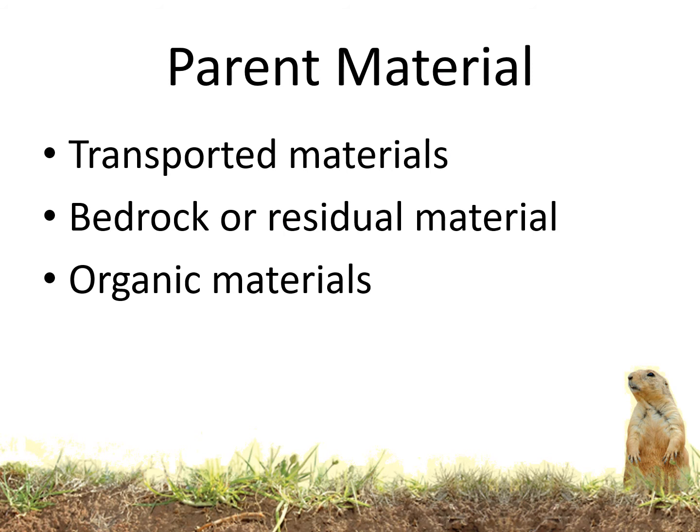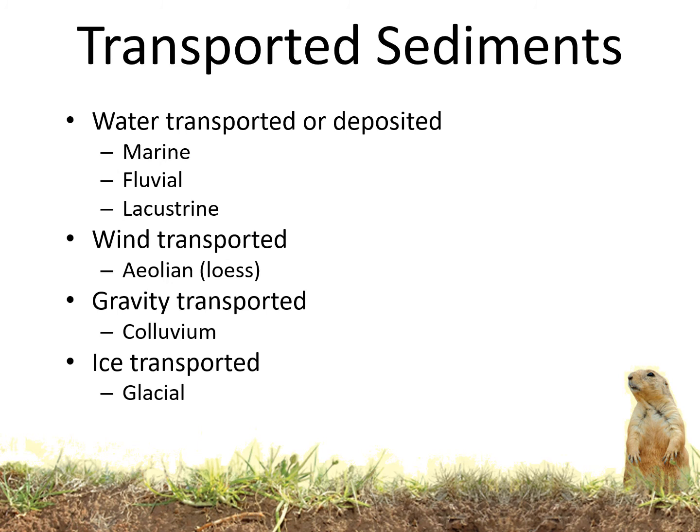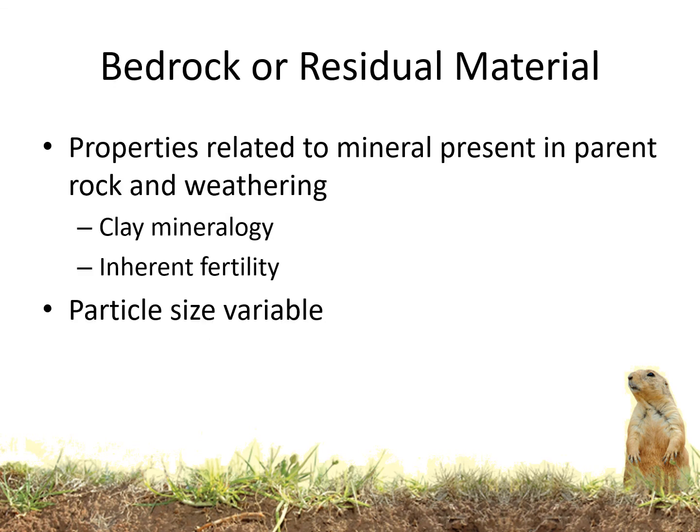Parent materials can be broken into these 3 basic groups: transported materials, bedrock or residual material, and organic material. The group consisting of transported materials is further subdivided based upon the media that transported the sediment. Soils can also be developed in place from the underlying bedrock. These are referred to as residual material. The soil developed from these materials inherits properties from the rock and the manner in which the rock weathers, both physically and chemically.